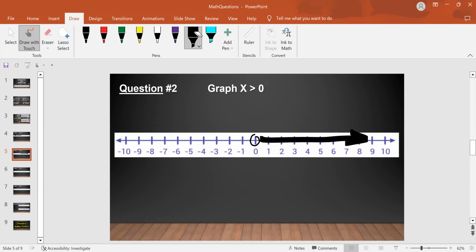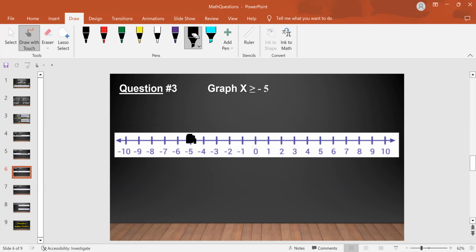Okay. Question number 3. x is greater than or equal to -5. So this time I will shade the circle, but I have to be what? At this -5. So I go to -5 and make the circle, but I have to shade it. So it's going to be something like this.